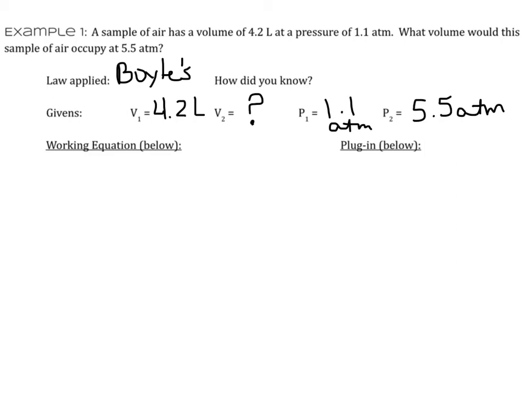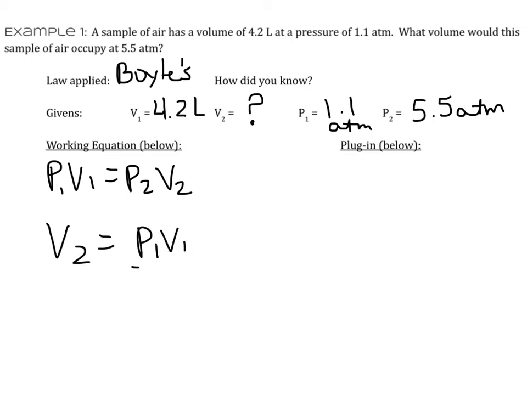Okay, so looking back at the table, Boyle's law is like this. But in this case, we are solving for V2, so that means we need to solve for V2 down here. In order to get V2 by itself, we need to get rid of this P2. So we would do that by dividing both sides. And so that means that V2 is going to be P1 V1 over P2.